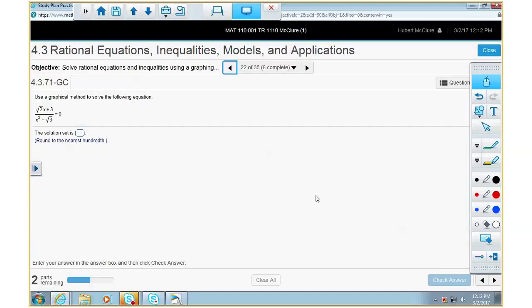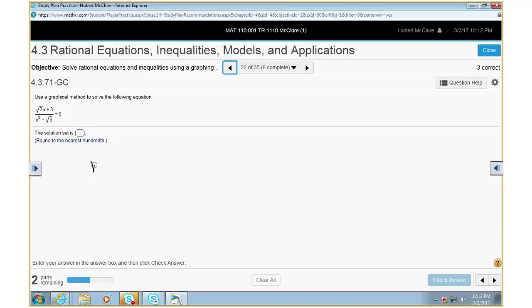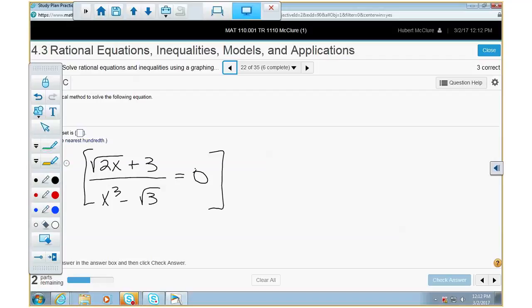Yeah. The first thing I would do is multiply by the conjugate. Okay. And if you do that, that's going to give you x cubed. It's going to give you x to the, let me just multiply both sides by the common denominator. Yeah, by the common denominator, not the conjugate. So, square root of 2x plus 3 over x cubed minus square root of 3. Multiply both sides by the common denominator of what? X cubed minus square root of 3.